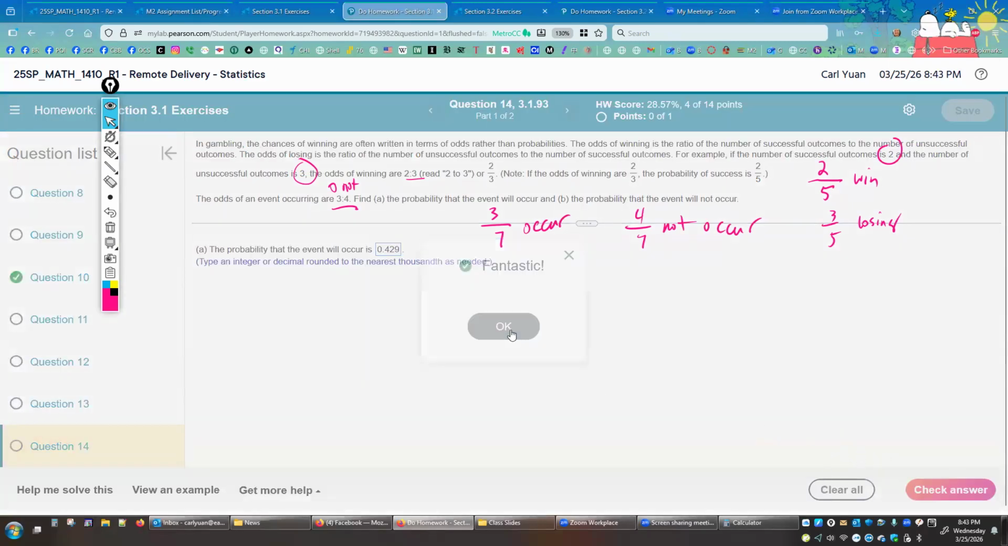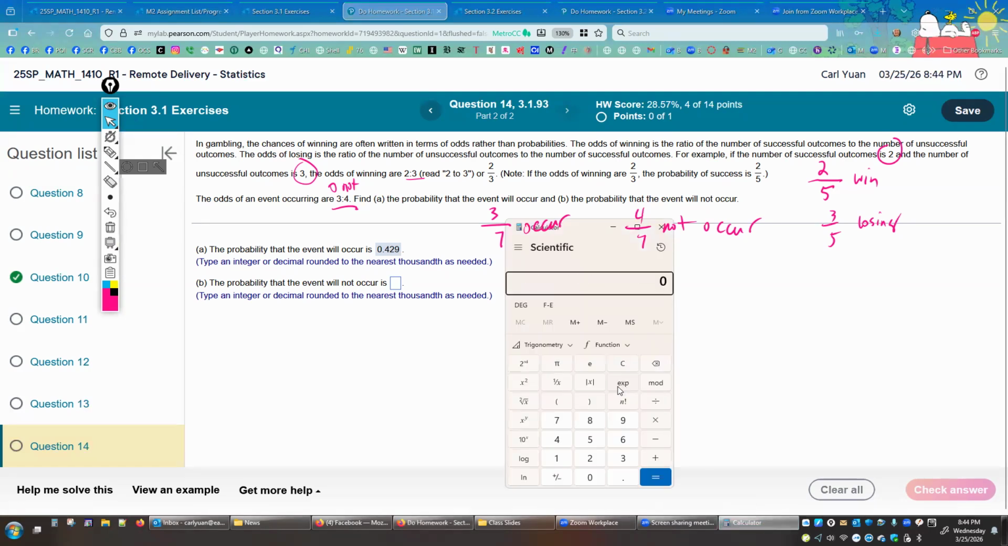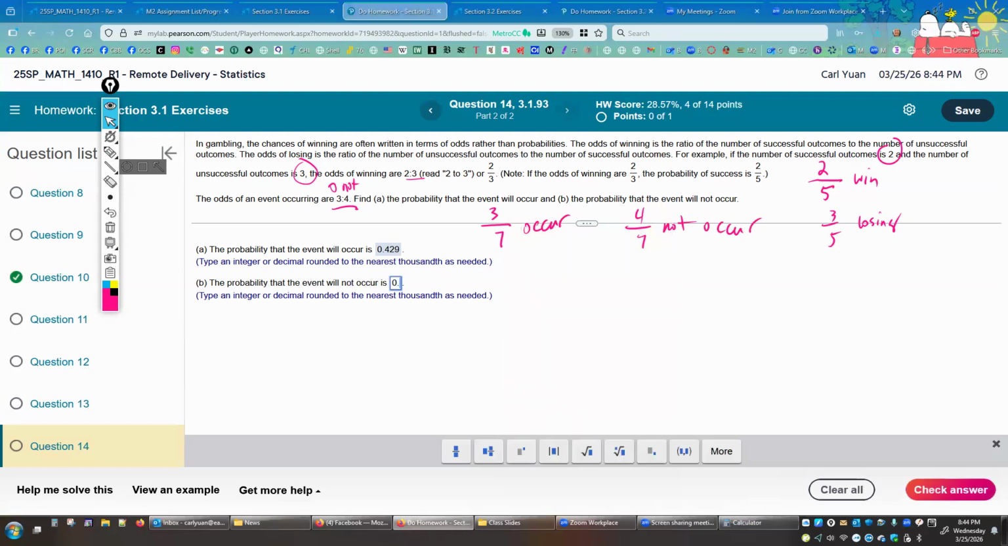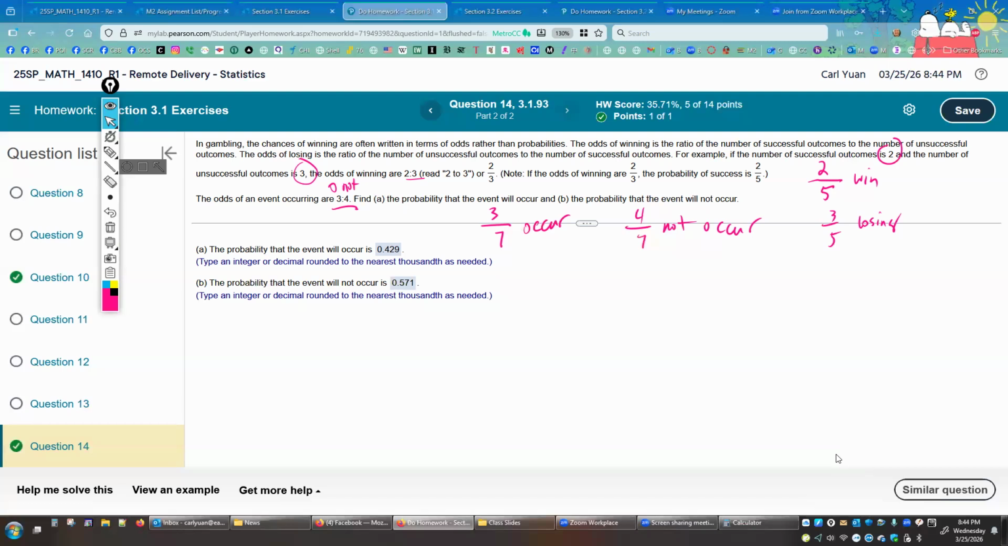Okay. Next, they want will not occur, which would be the other 4 out of 7, or you can do 1 minus. Either way works. Okay, so let's do that. So I'm going to do 4 divided by 7, which would be 571. Okay, 0.571. Let's check that. Okay. Is that it? Oh, that's it. Okay, so that's section 3.1.